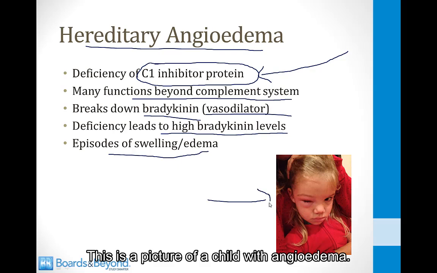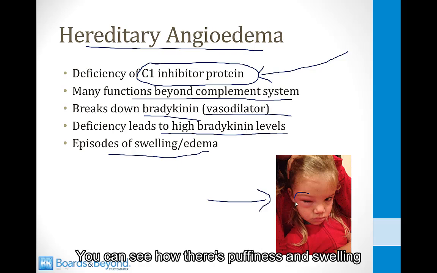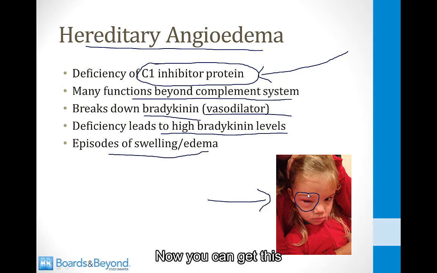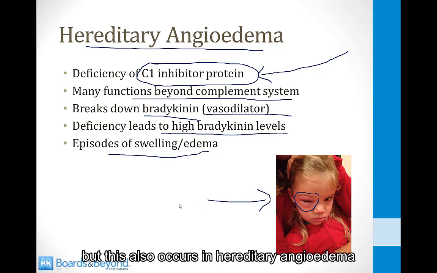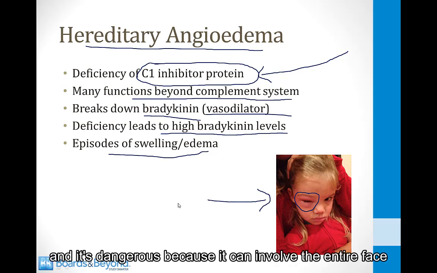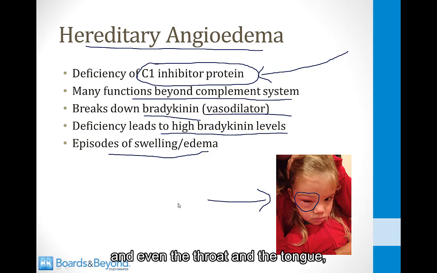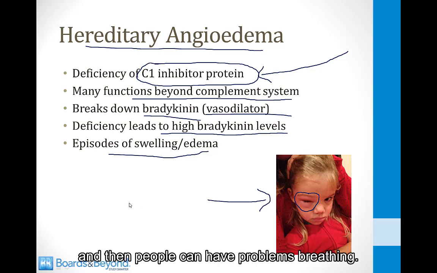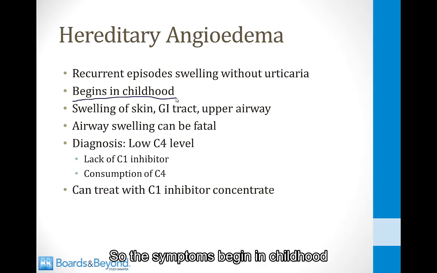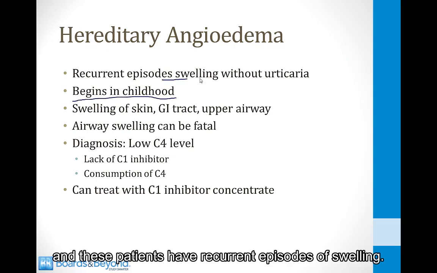This is a picture of a child with angioedema. You can see how there's puffiness and swelling around her eye. Now you can get this with bee stings and other types of reactions, but this also occurs in hereditary angioedema, and it's dangerous because it can involve the entire face and even the throat and the tongue, and then people can have problems breathing.